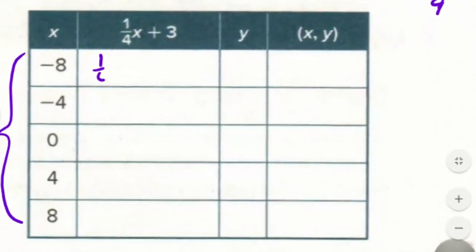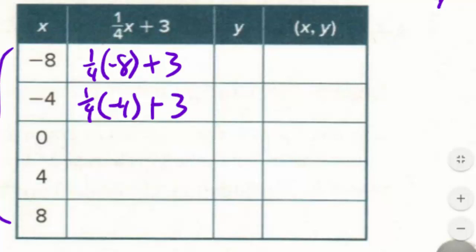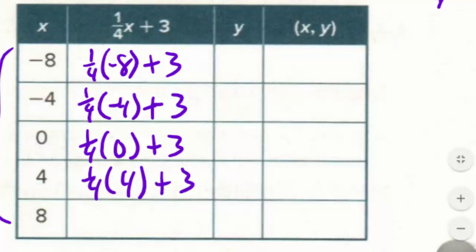So let's go ahead and calculate this. So 1/4 times -8 plus 3. 1/4 times -4 plus 3. 1/4 times 0 plus 3. And 1/4 times 4 plus 3. And 1/4 times 8 plus 3. So go back to the top one.